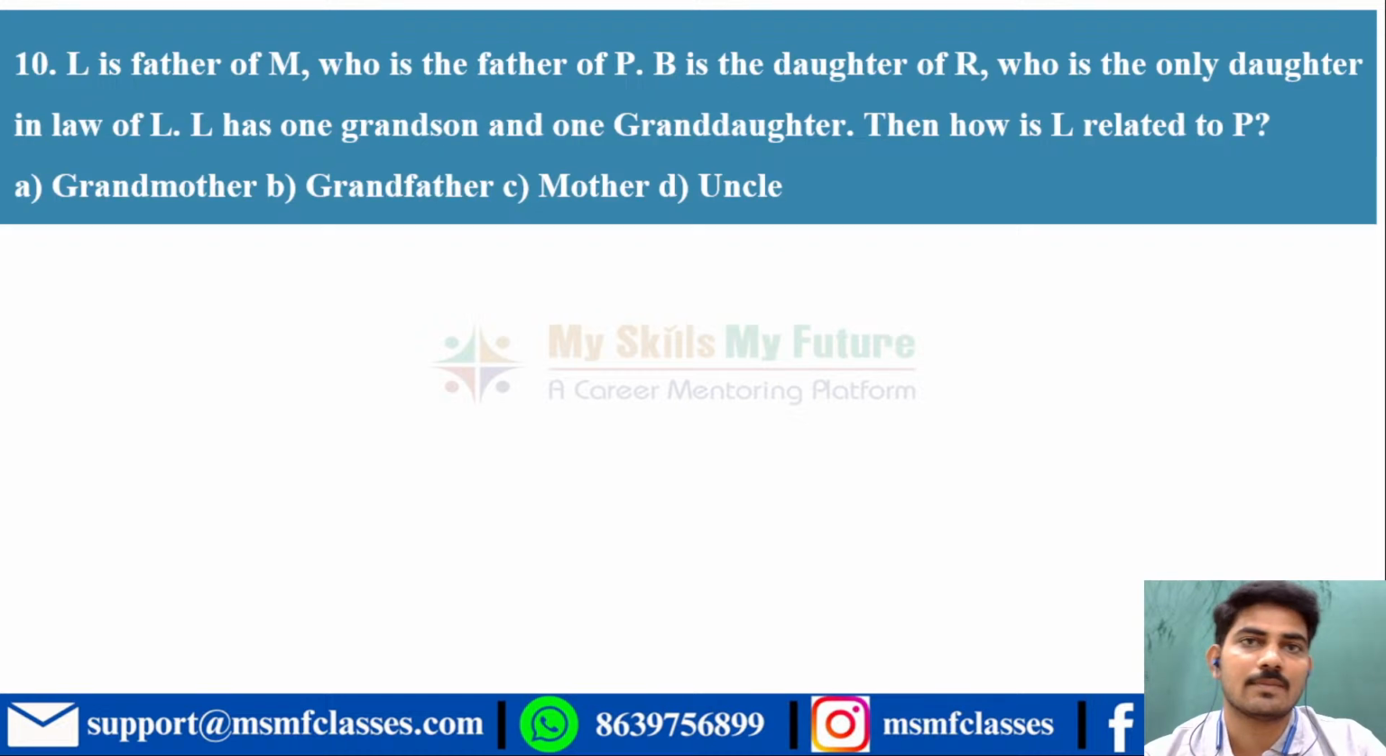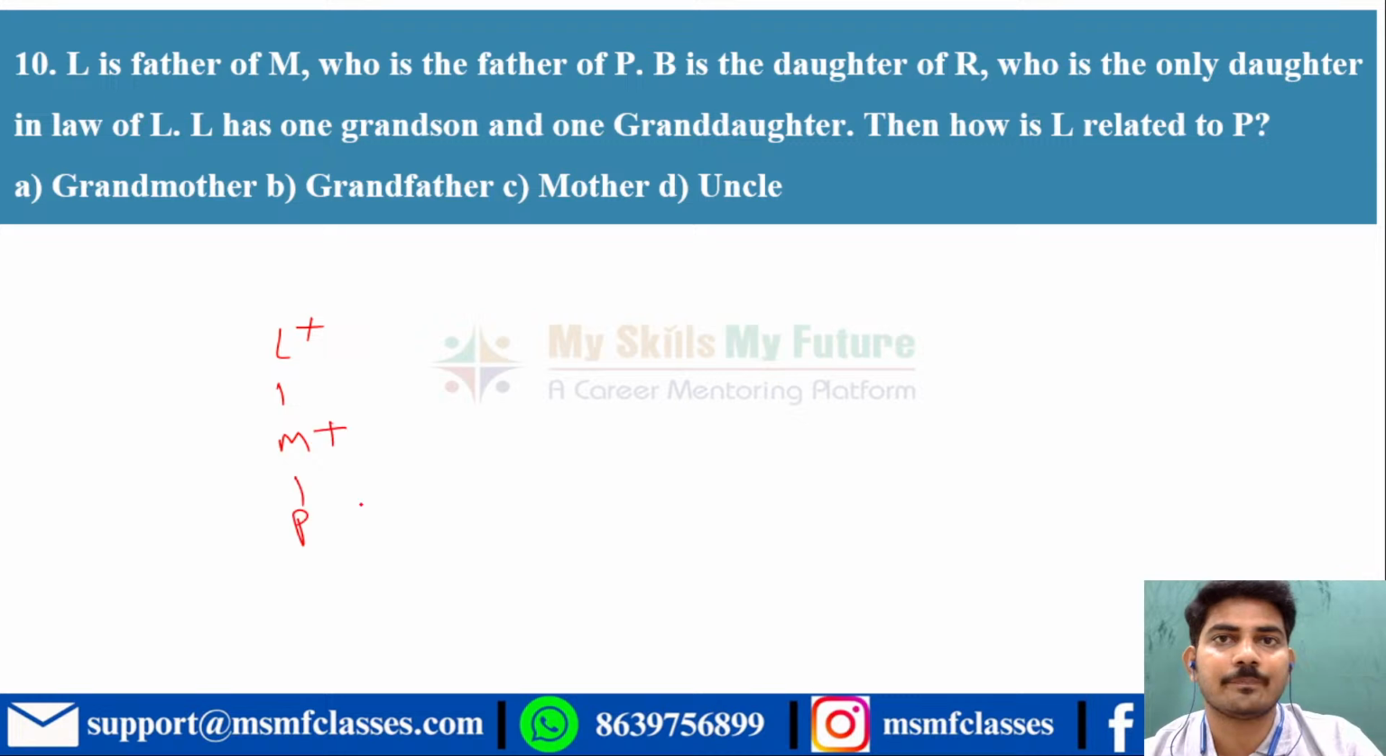Okay, this was the next question, from the blood relations topic. L is the father of M, and when 'who' is given, we need to take the preceding person or the second person in the given question. M is the father of P. Next, B is the daughter of R. So we don't have any connection, so let's leave the statement. Next, R is the only daughter-in-law of L, so the spouse relation between M and R will be established.